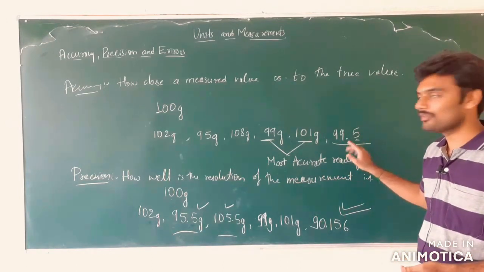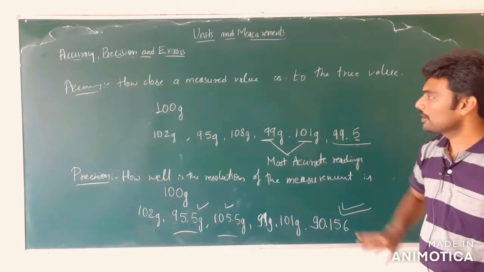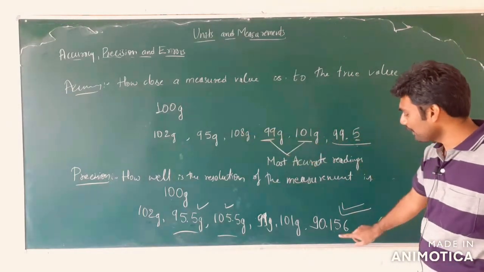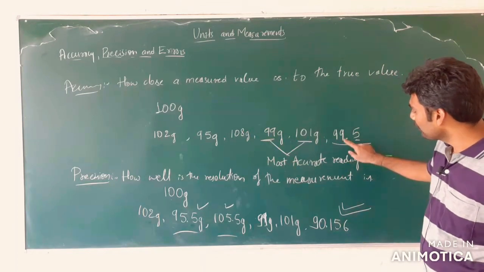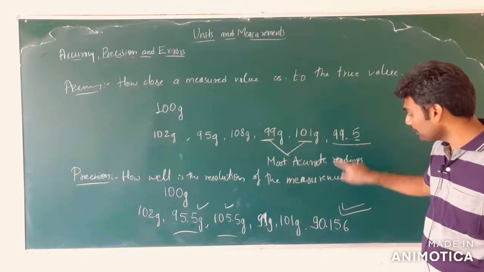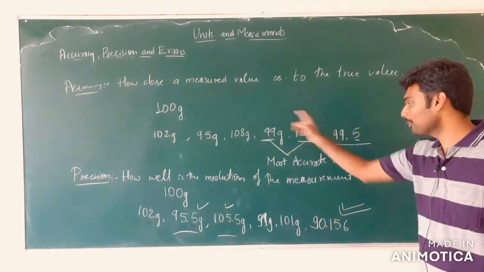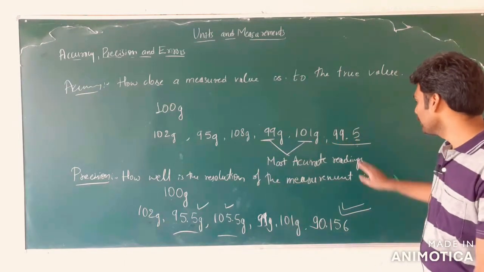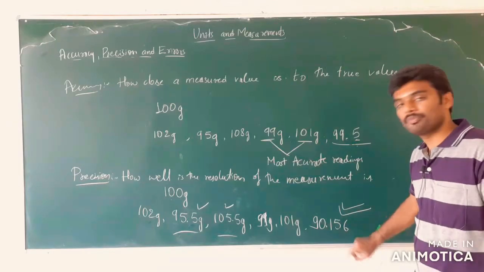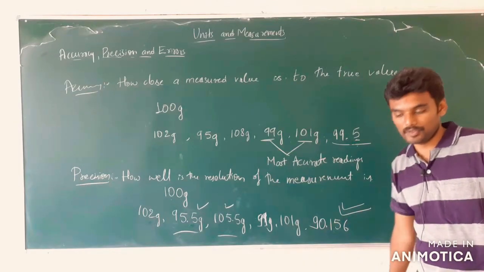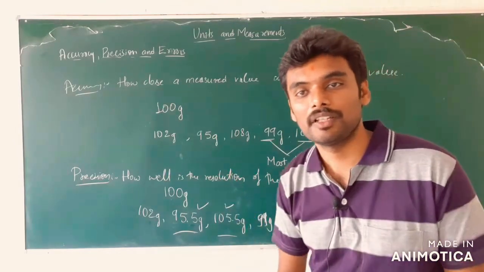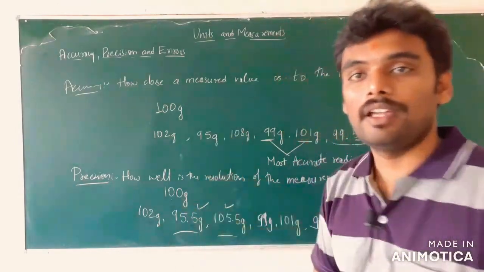99.5 itself is most precise and most accurate if we have such a reading among these. If I have this, again this is most precise, this is most accurate. If I put all these readings together, this is most accurate, this is most precise. Clear? Okay, that's about accuracy and precision of measurement. And now we shall go for errors.